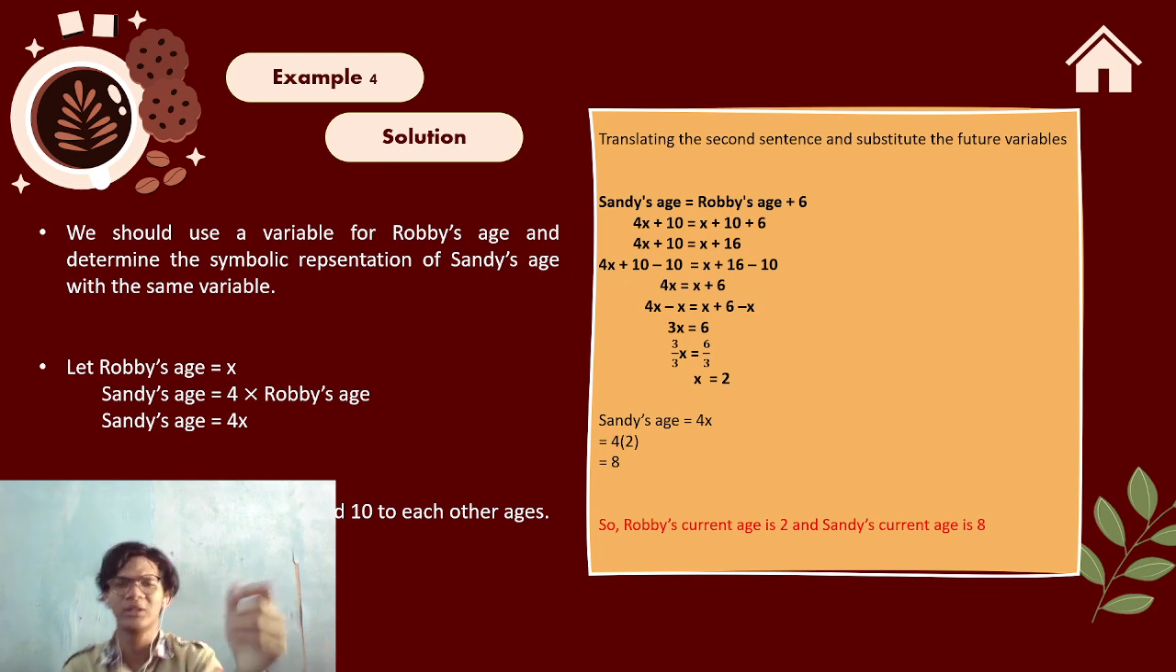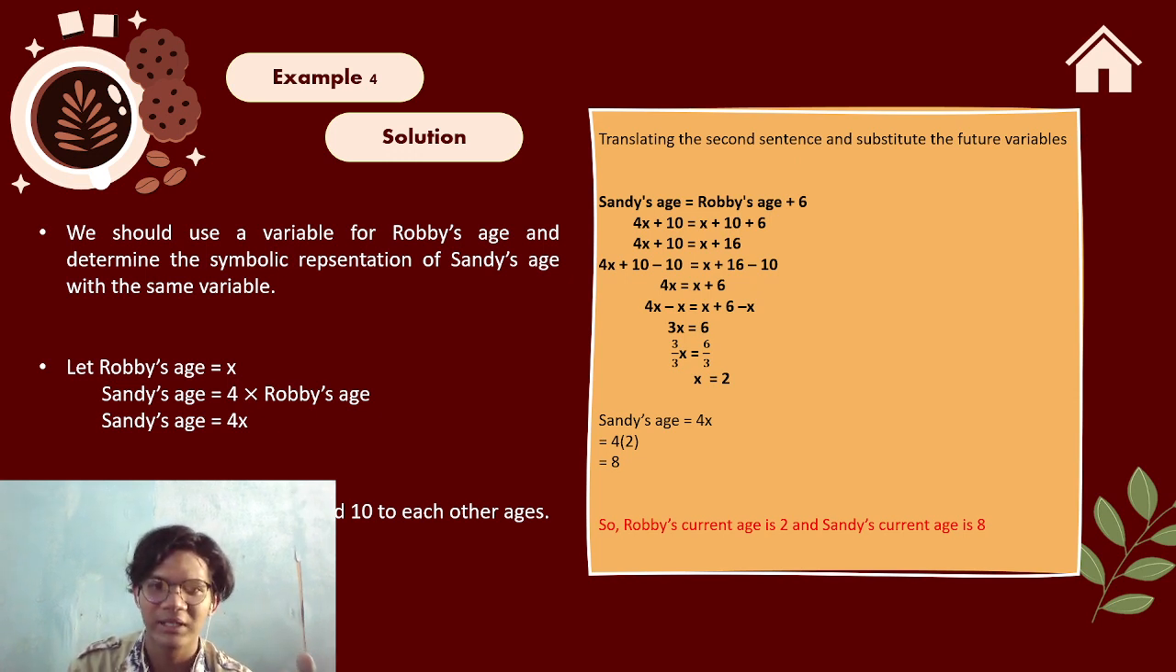So now we subtract both sides by 10. We got 4x is equal to x plus 6. We subtract both sides by x. We got 3x is equal to 6. We divide both sides by 3 and we got x is equal to 2. Sandy's age is 4x, so 4 times 2 is equal to 8. Okay, so Robbie's current age is 2 years old, and Sandy's current age is 8 years old.